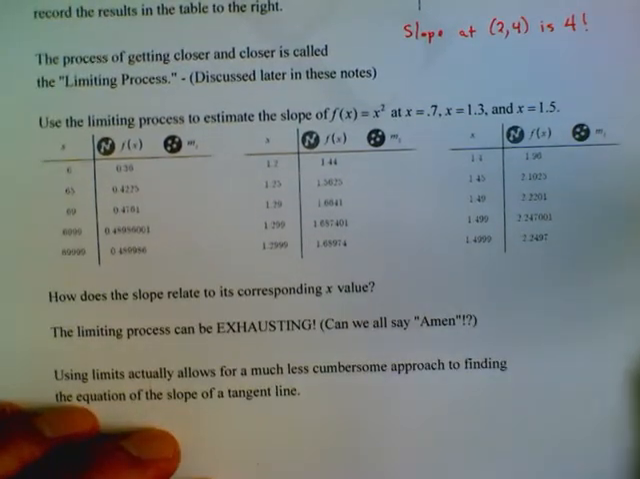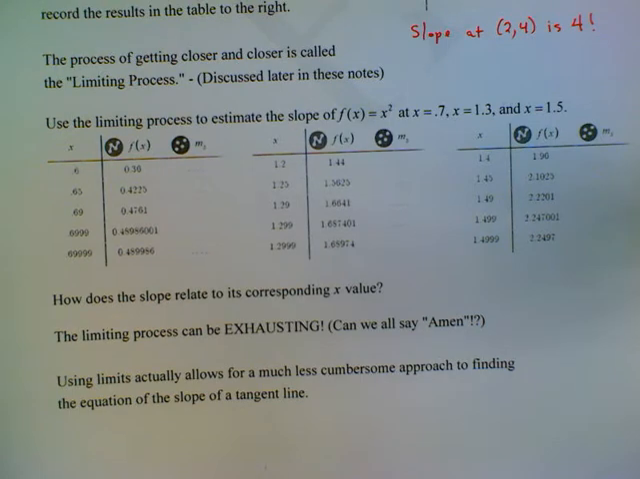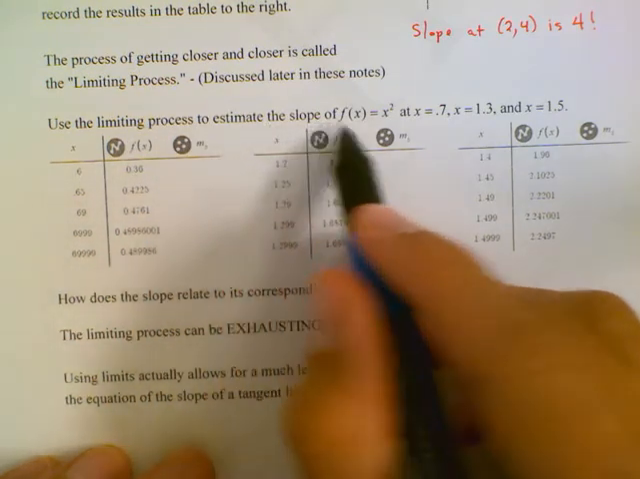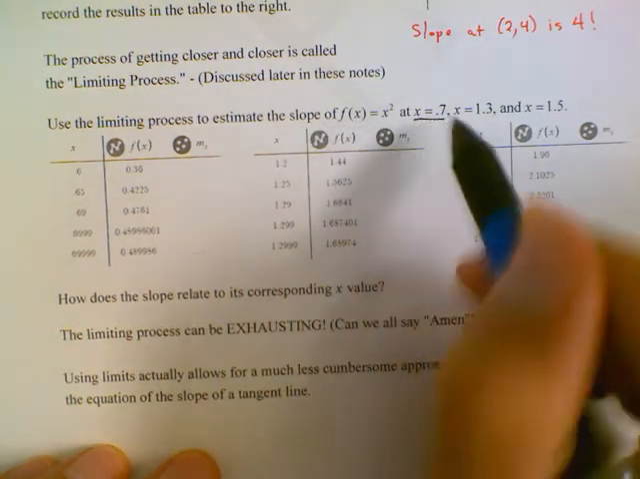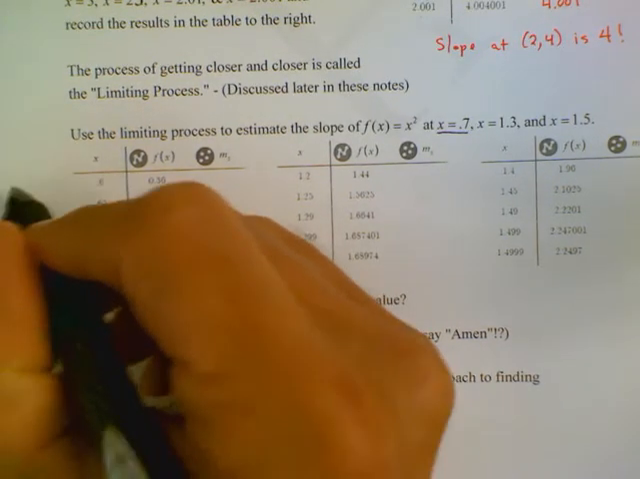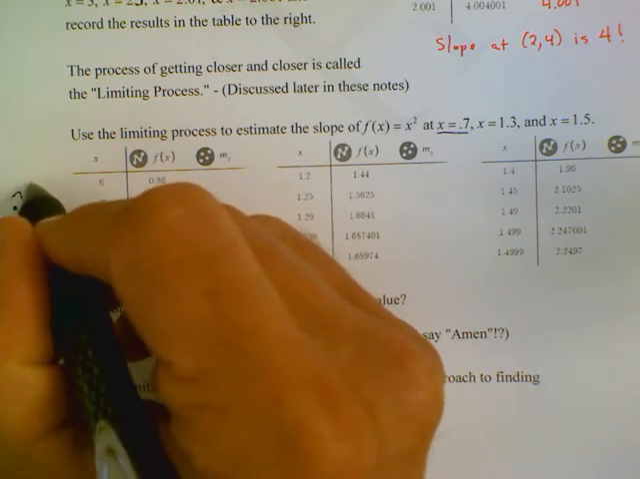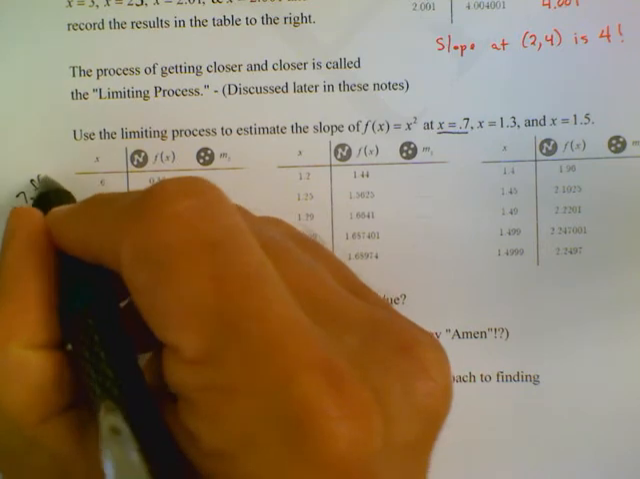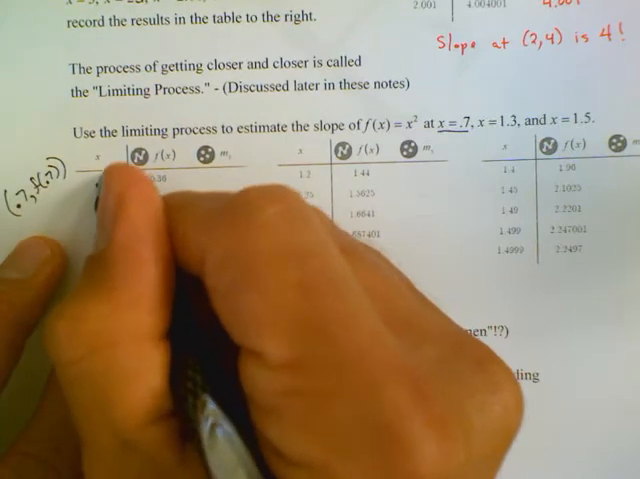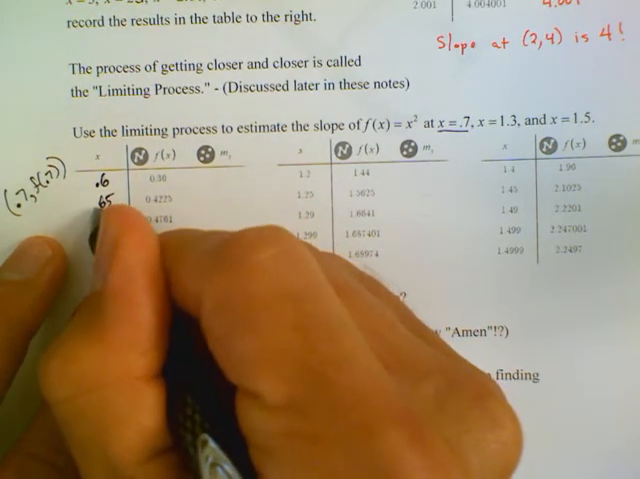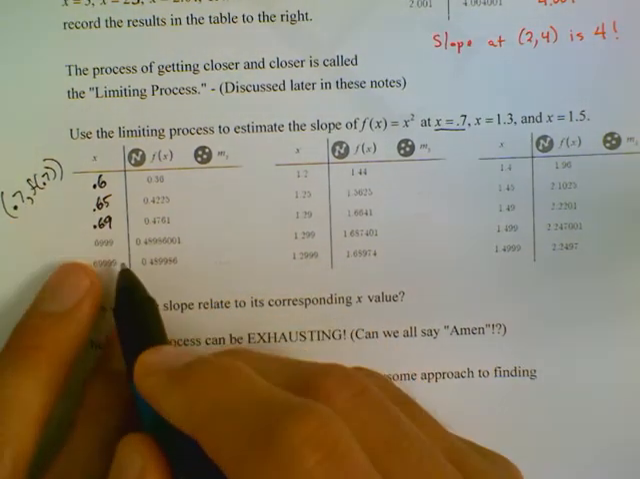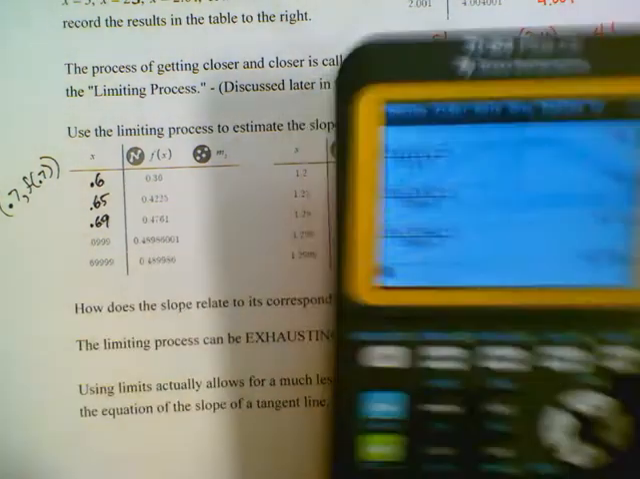So here are some problems that you can do where you can kind of learn the limiting process. Now the limiting process, here's what I'm saying, is use this limiting process to estimate the slope at x equals 0.7. So this first point would be 0.7 comma f of 0.7, or you can think 0.49. Let's consider this point right here. And then we're going to go out to 0.6 and to 0.65 and to 0.69. So we're going to get closer and closer to that 0.7, and we'll see what that slope ends up being.